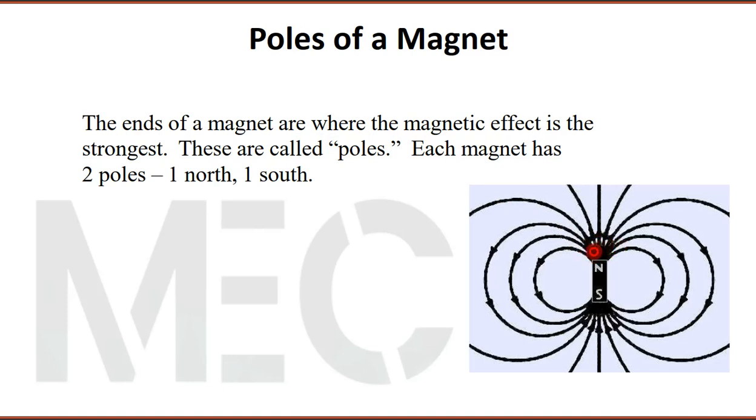And if there is a force of repulsion or attraction, it will be greater near the ends compared to the middle. So these are called poles. The ends of a magnet are called poles. Each magnet has two poles, one north pole and one south pole.